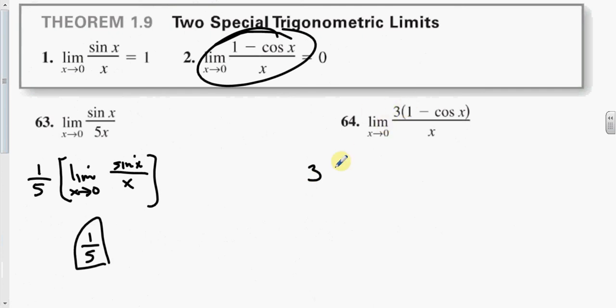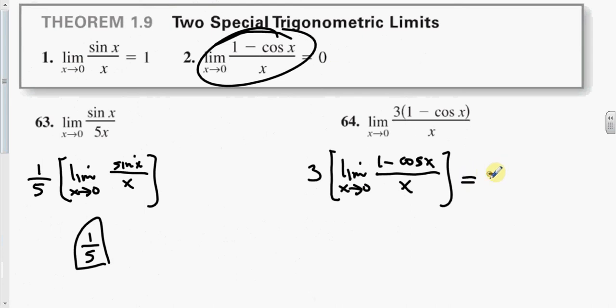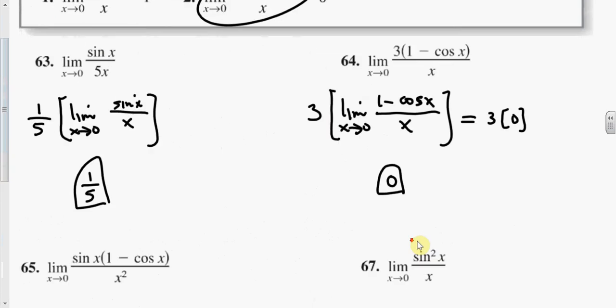We're going to factor that out times what I have left, the limit as x goes to 0 of 1 minus cosine x over x. So the limit of 1 minus cosine x over x as x approaches 0 is equal to 0. So here we get 3 times that 0, and that's 0.